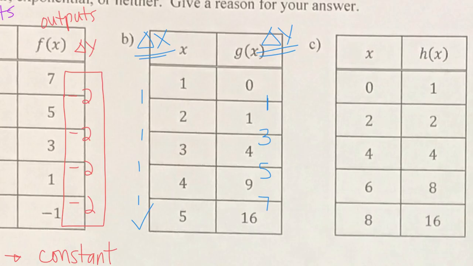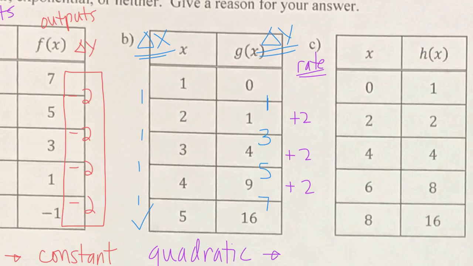But now let's examine these ones. What is our rate of change of our rates, right? Plus 2. 1 to 3 is plus 2. 3 to 5 is plus 2. 5 to 7 is plus 2. So what type of a function does this model? This model is a quadratic. Okay? Because our rate of change of our outputs is constant.